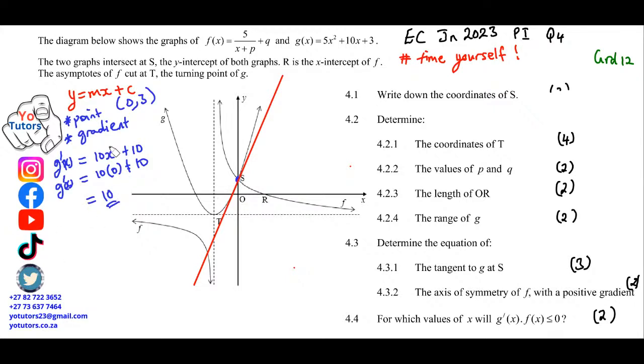So once we have the gradient, that is our m. And here our c is the y-intercept, which is 3. So the equation should be y equals 10x plus 3. So we are done like that. That's what you need to do here.